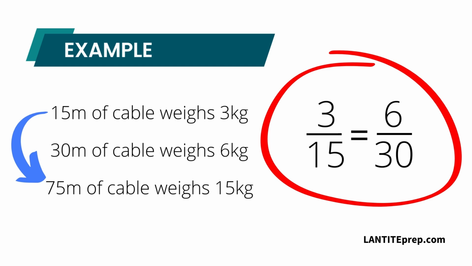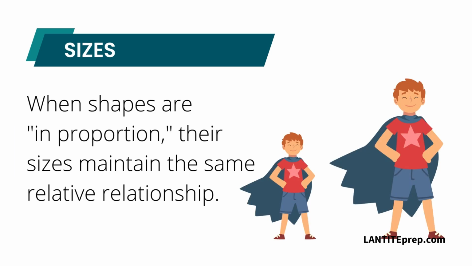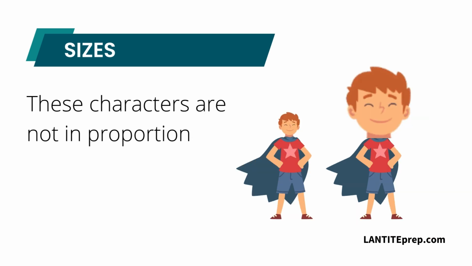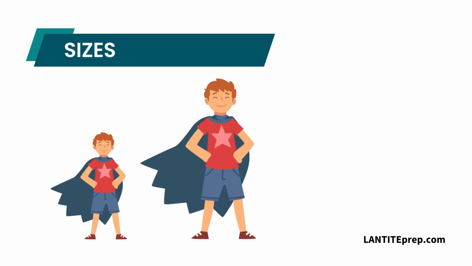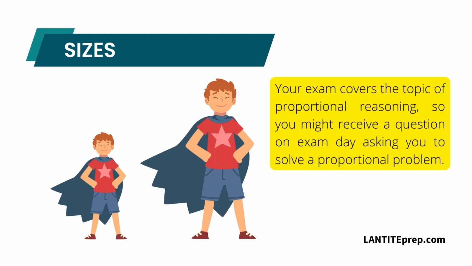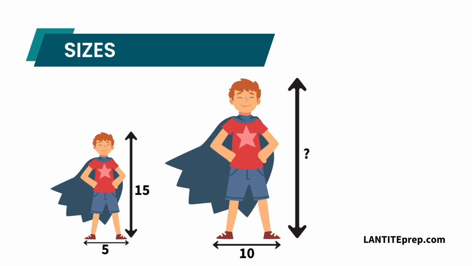Next, let's talk about sizes. When shapes are in proportion, their sizes maintain the same relative relationship. These characters, however, are not in proportion because the head sizes are different. Now, let's move back to the characters in proportion to each other. Your exam covers the topic of proportional reasoning, so you might receive a question on exam day asking you to solve a proportional problem. If your exam question gives you the measurements that you see on your screen, take a moment to answer how tall the larger boy is.